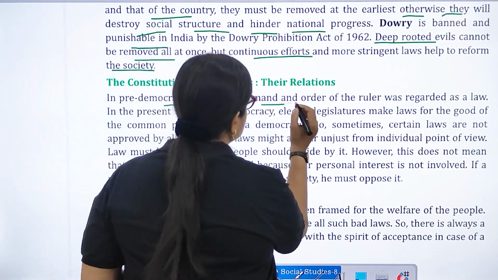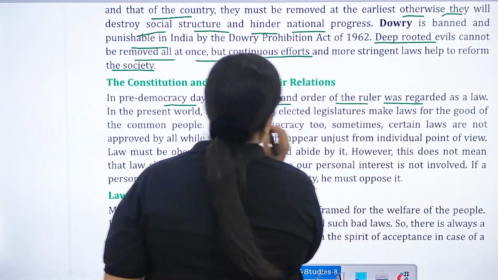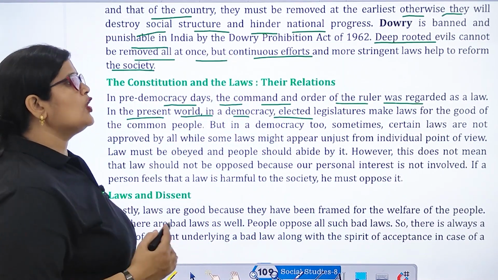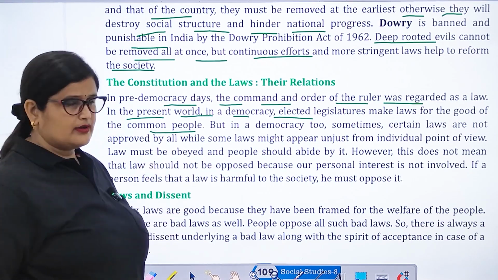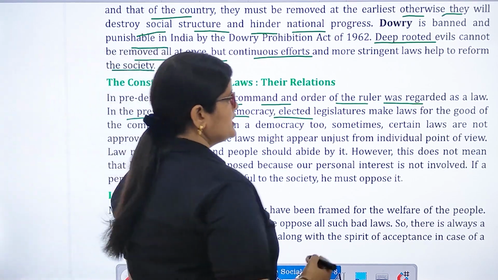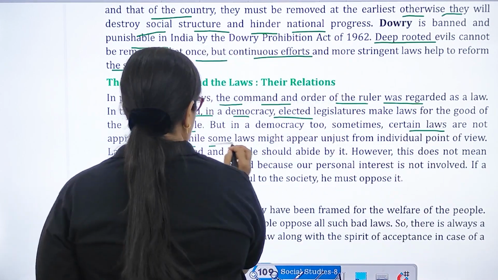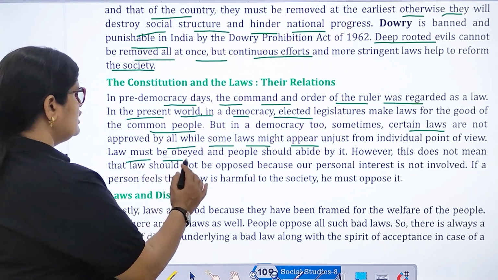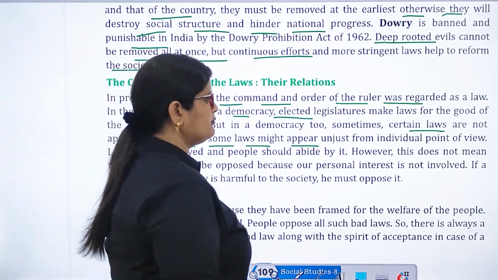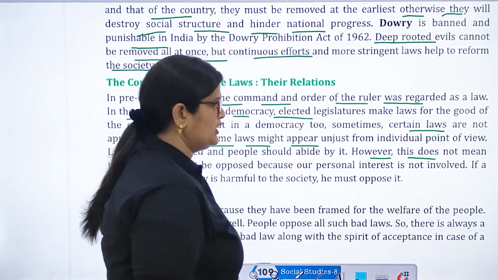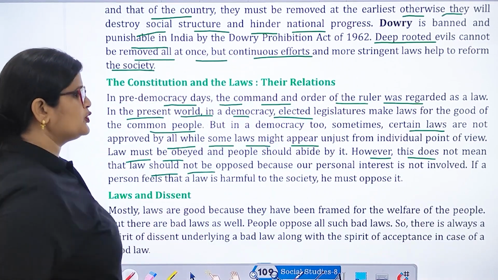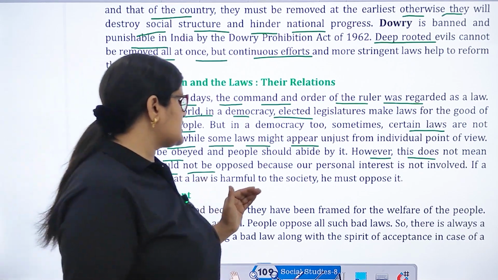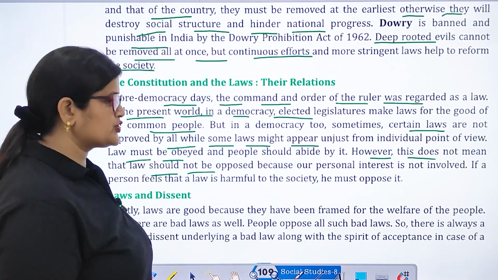The constitution and the law, their relations. In pre-democracy days, the command and order of the ruler was regarded as a law. In the present world, in a democracy, elected legislatures make law for the good of the common people. But in a democracy too, sometimes certain laws are not approved by all, while some law might appear unjust from an individual point of view. Law must be obeyed and people should abide by it. However, this does not mean that law should not be opposed because our personal interest is not involved. If a person feels that a law is harmful to the society, he must oppose it.